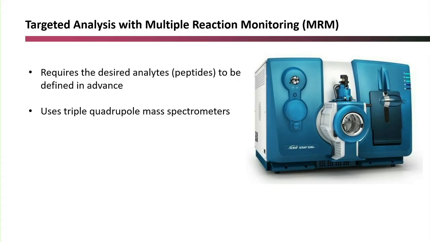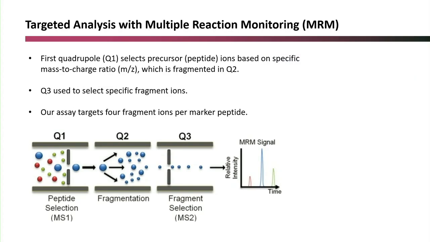It requires that our target peptides are defined and well characterized in advance. It uses a triple quadrupole mass spectrometer. That's a picture of the specific triple quad that's in our lab. It's a SciEx 6500. And just real quickly, the way that instrument measures the peptide mixtures that enter into the instrument: first, it selects and isolates the specific peptide based on mass. Then it fragments that peptide, and then those specific fragment ions are measured. So for our assay, we're targeting 4 fragment ions per peptide.